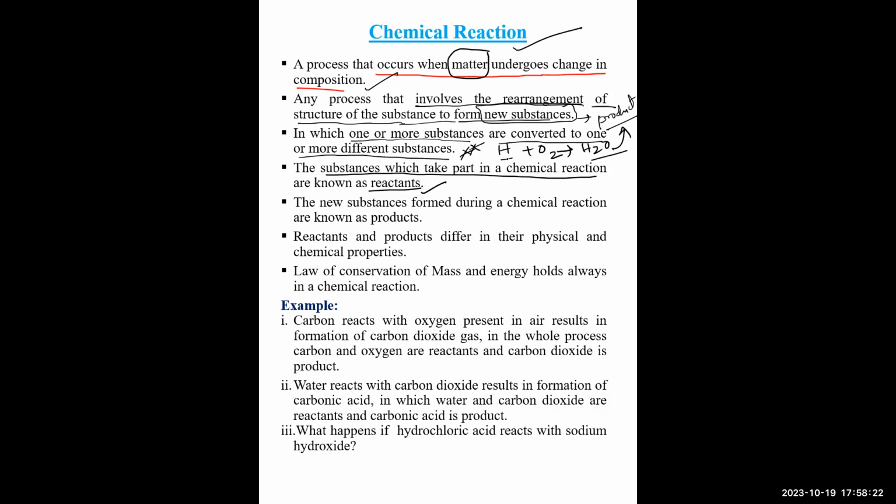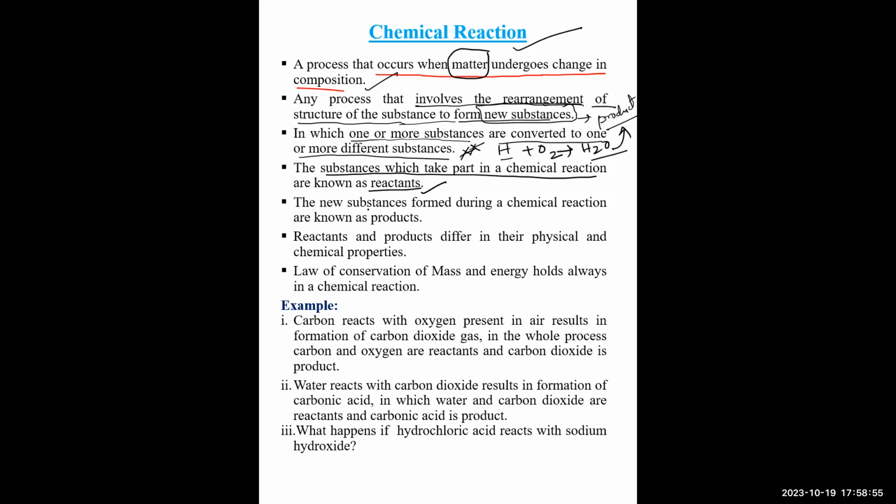Reactants means what? The substances which take part in the chemical reactions. What are the substances taking part now in this chemical reaction? Hydrogen and oxygen. These two substances are going to get combined. Combined means it is going to get involved in a process of chemical reaction. So the substance which gets involved in the process of chemical reaction is called reactants. And whatever output we get after the chemical reaction, that output is called a product.